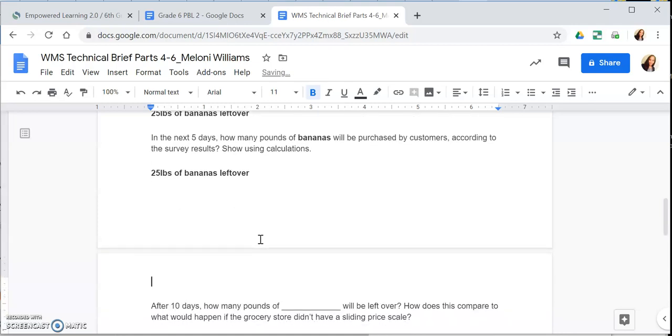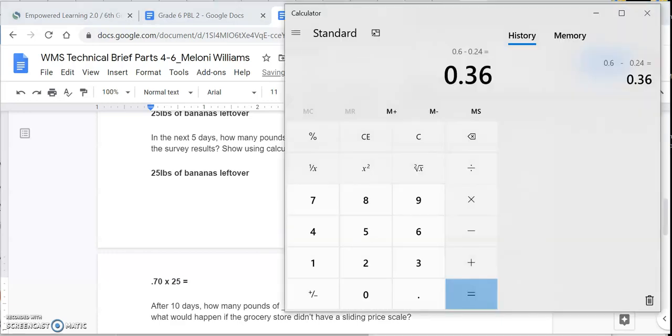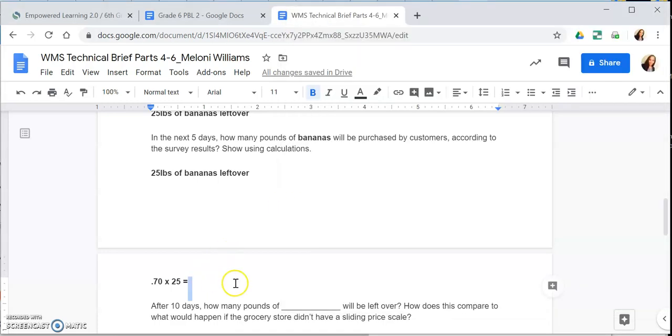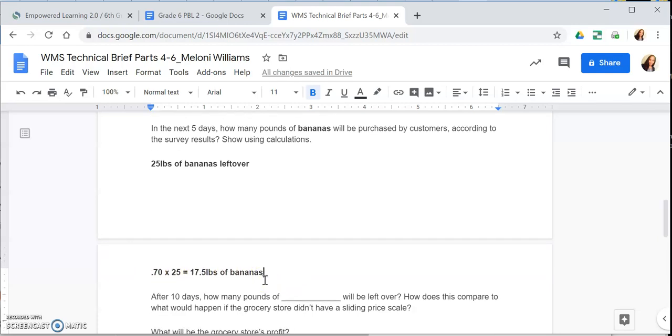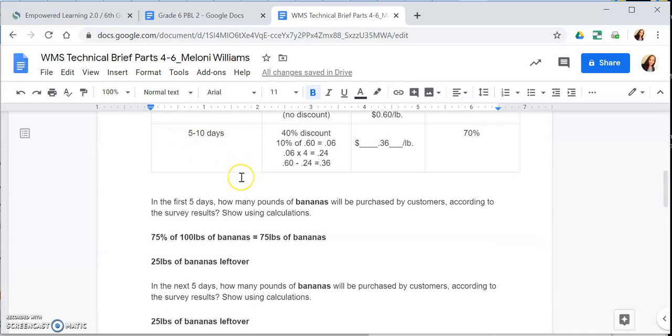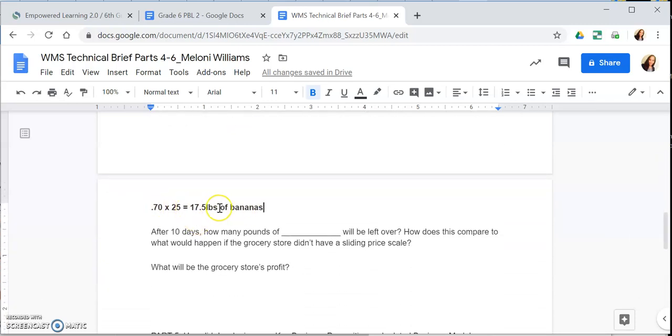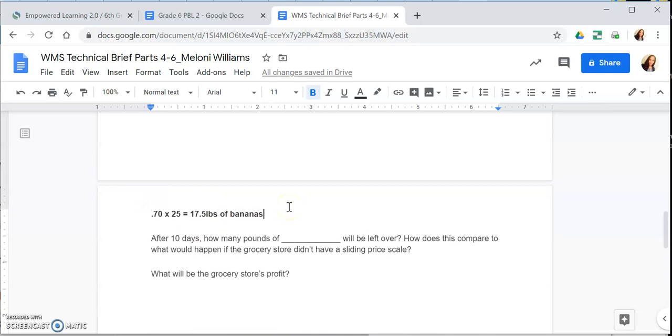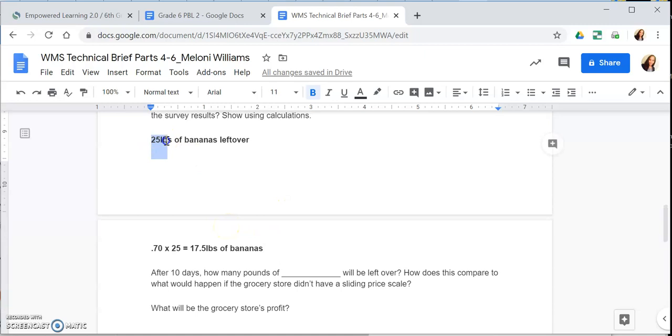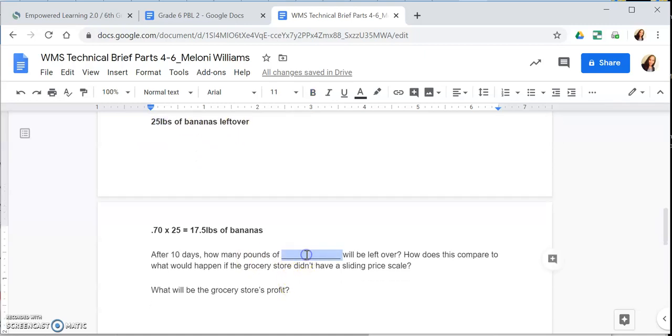So in order to do that, we're going to do 0.70 times 25. And let's see what the math tells us. 0.70 times 25. That's 17.5 pounds of bananas. So this means that we will sell 17.5 pounds of bananas between the 5 and 10 day mark. So the discounted bananas, this is how many of them we will sell. That means that we'll still have some left over because we didn't sell all 25 of the remaining ones. So we have to figure out how many will be left over.